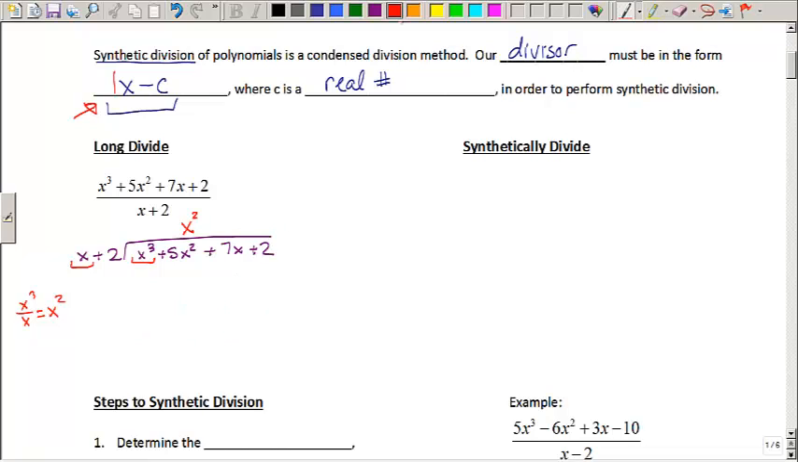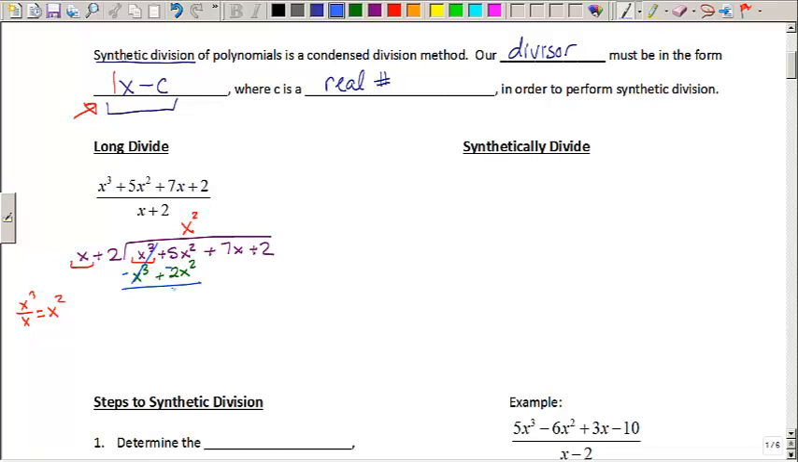Then I'm going to multiply back through: x squared times x, getting x cubed plus 2x squared. Next I have to change all the signs, or subtract. Instead of subtracting, I like to change the signs to remind you that you're subtracting both terms. X cubed minus x cubed is 0, and that's supposed to happen.